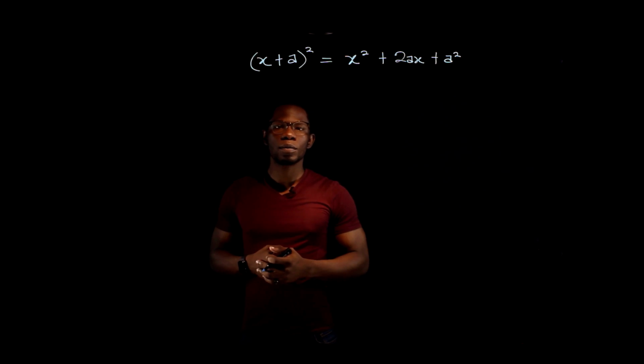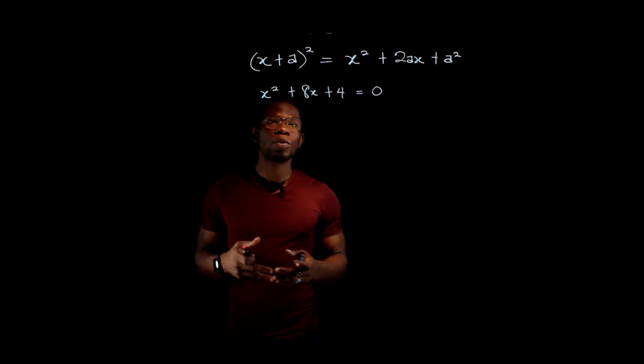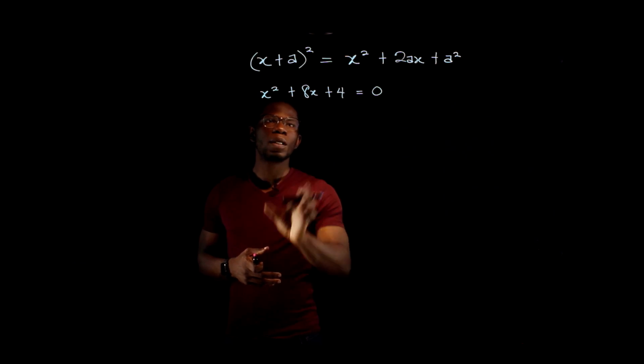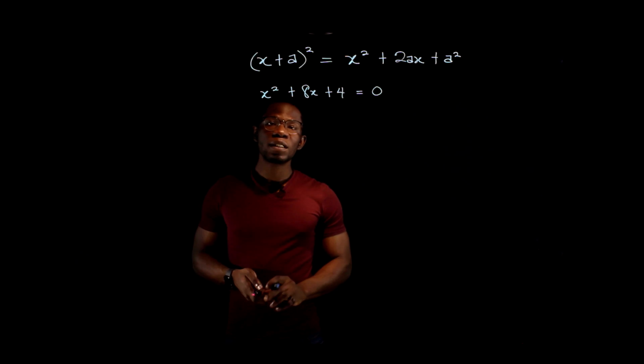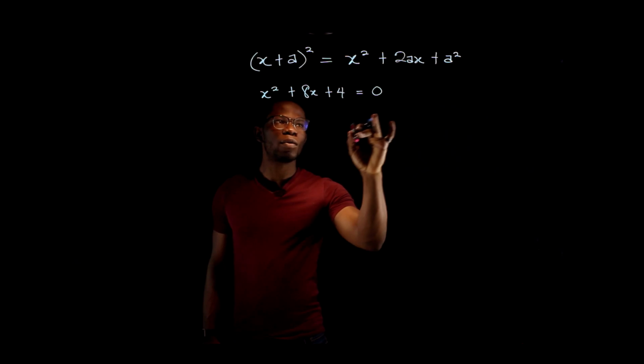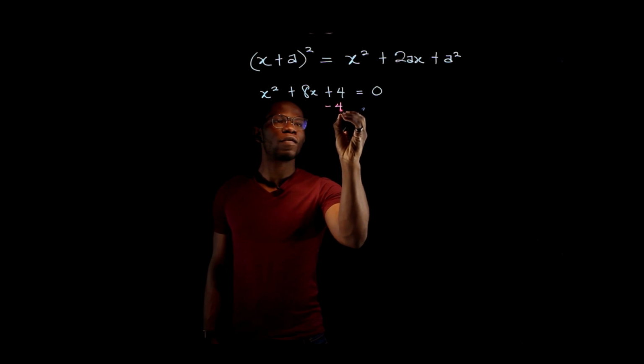Let's start with an example. If we take a look at this example, x squared plus 8x plus 4 equals 0. Now, this is not a perfect square. So what we need to do is to get this quadratic equation in the perfect square form. Now, how do we do that? The first thing we need to do is to move the constant term here to the right side of the equation. And we can do that in this case by subtracting 4 from both sides.